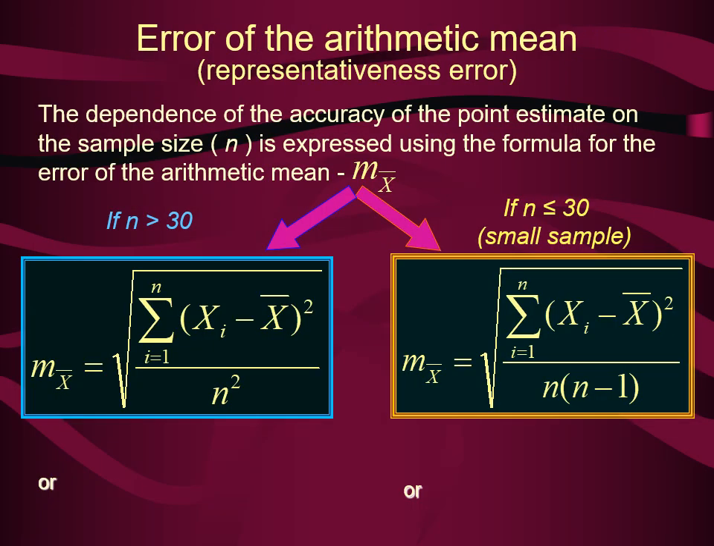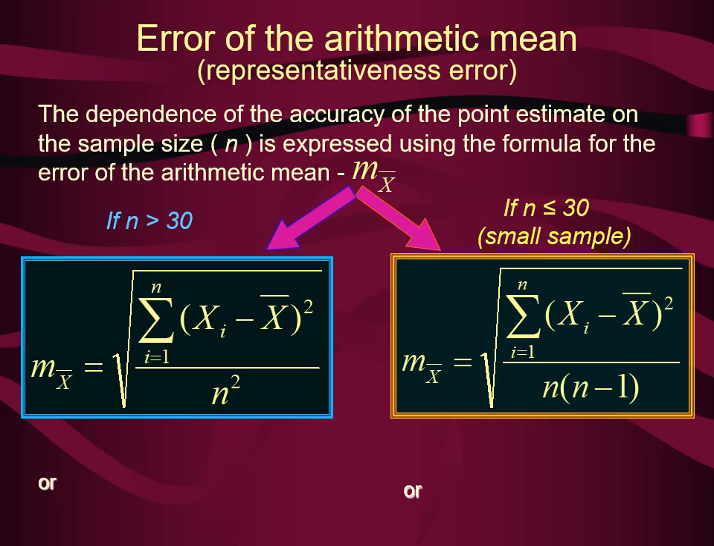So, here are the basic formulas for finding a parameter in general. A parameter that does not possess all the information of the general population nevertheless shows the accuracy of the estimate based on a sample of this general population. This value is called the arithmetic mean error or representativeness error. This value is denoted by the letter m.